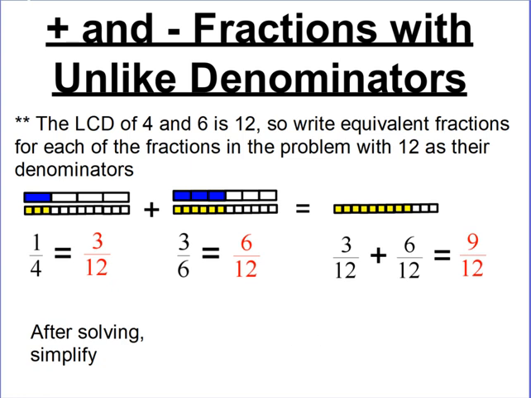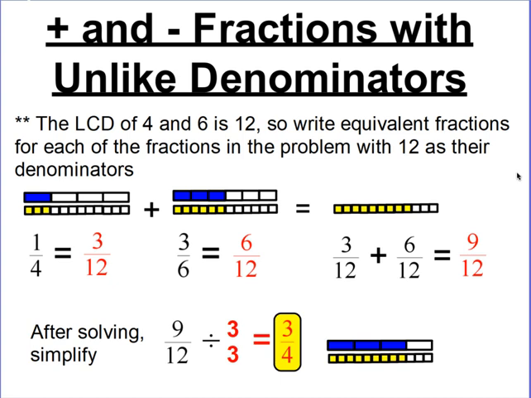So after solving, you simplify. You divide 9 and 12 both by 3. So the simplified fraction is 3/4. Okay? And what you see here by the representation is that 9/12 and 3/4 are equal. So that means that our math that we did was correct.